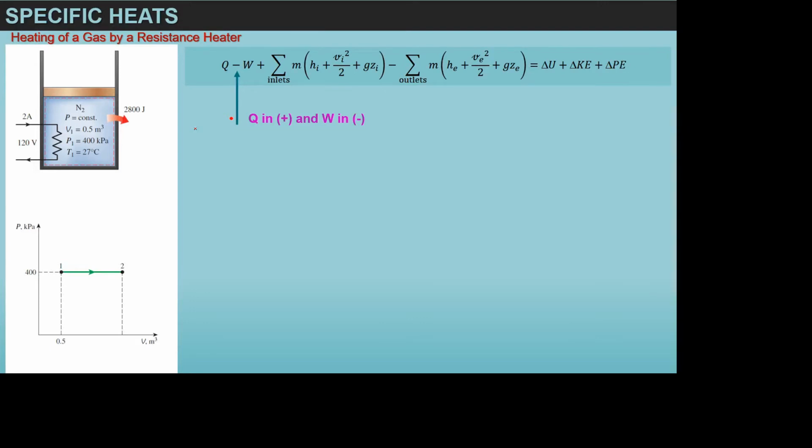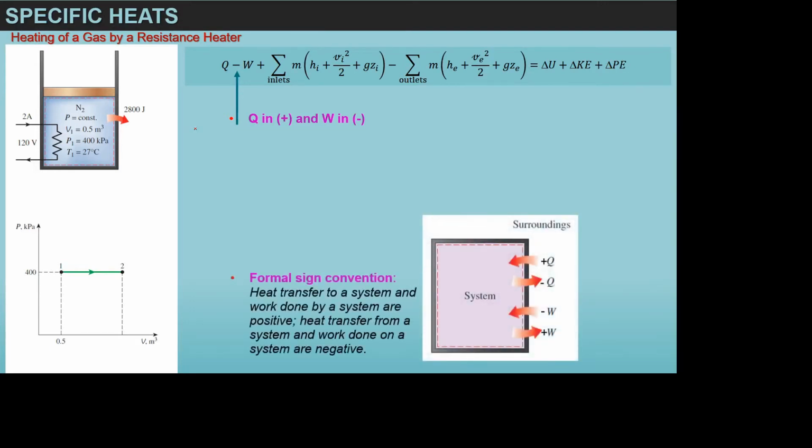Since this is a closed system, we know mass flow rates are equal to 0. So both of these parts with mass flow become 0. Also, we are assuming this is a stationary system. The system itself is not moving. So we are assuming the kinetic energy change and potential energy change of the system are equal to 0.